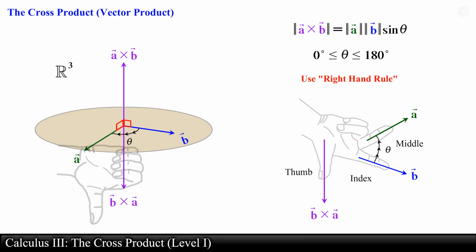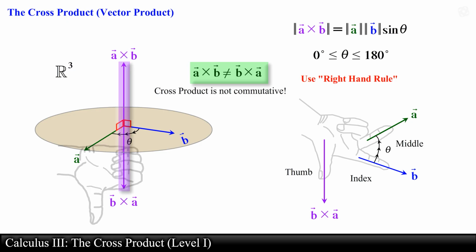B. This also tells us that the cross product is not commutative. Vector A crossed with vector B is not the same as vector B crossed with vector A. In fact, they have equal lengths, but opposite directions. So keep this in mind when dealing with the cross product.